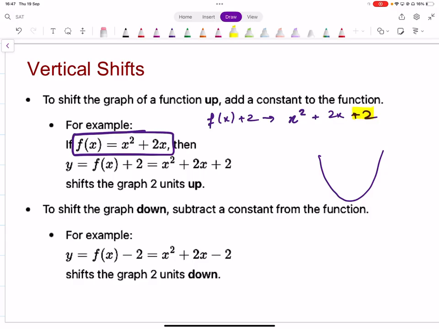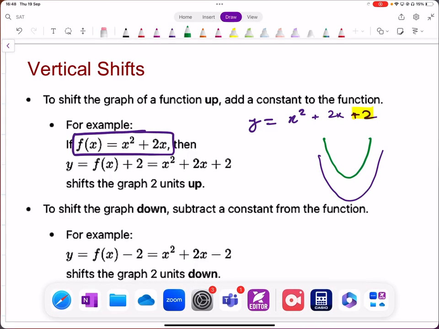It moves 2 units up because you've added 2 to the y value of the function. You've added 2 to the whole function, right? It was y equal to x squared plus 2x earlier. Now you're adding 2 at the end. That means every y value is 2 units more than what it was before. So it moves 2 units up. So it might look something like this. Moves 2 units up like this.